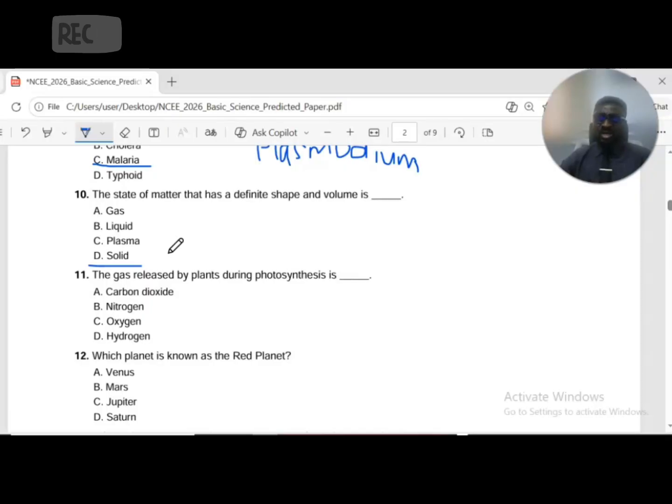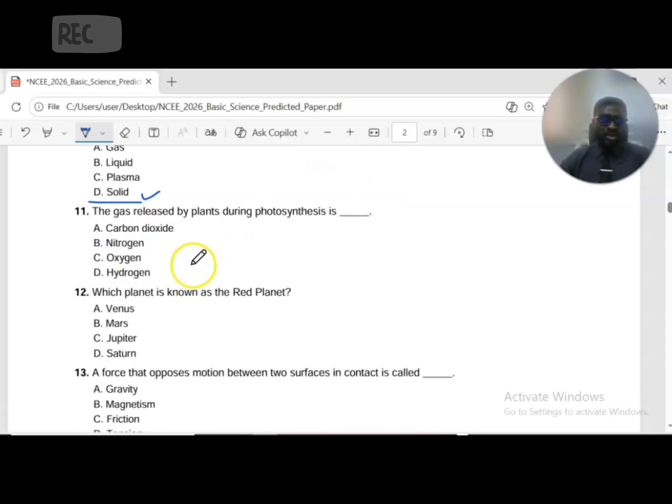For gases and plasma, they exist in a very loose form where the particles are far apart and they move in a zigzag or random motion. So the best answer that suits definite shape and volume is solid, and that's why we went for that. So question 11 said, the gas released by plants during photosynthesis is dash.